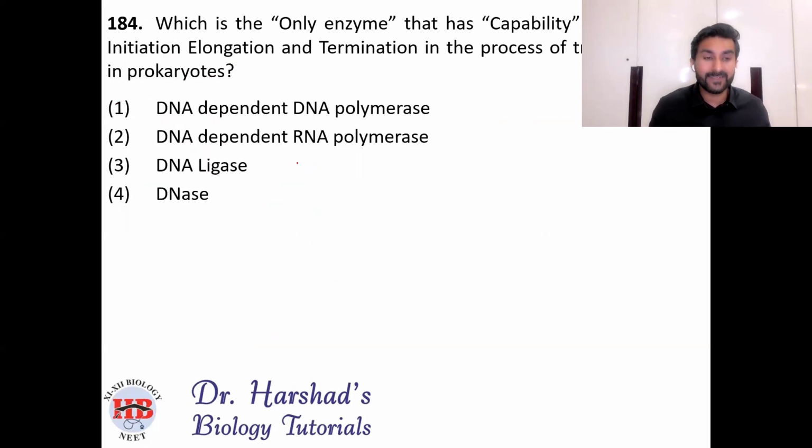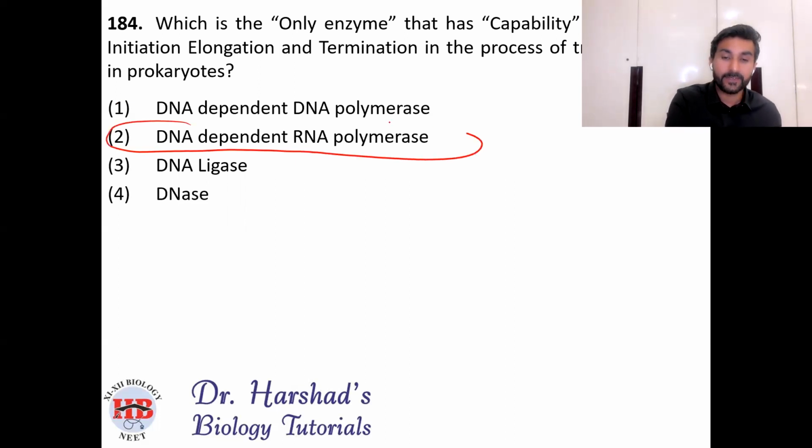Which is the only enzyme that has the capability to catalyze initiation, elongation, and termination in prokaryotes? If you remember, we learned 3 different types of RNA polymerase, type 1, type 2, and type 3. But in the process of transcription in bacteria, there is only 1 type of RNA polymerase, which we call DNA-dependent RNA polymerase. So our answer would be option number 2.